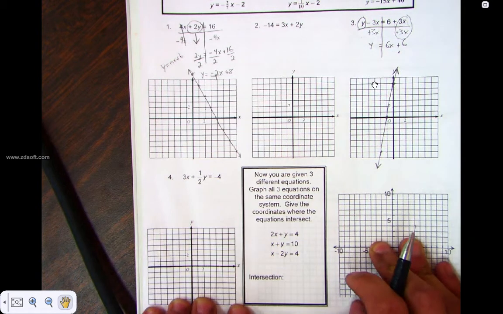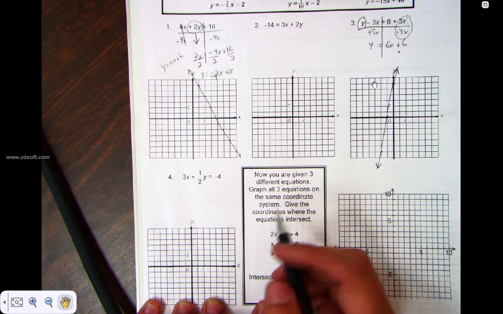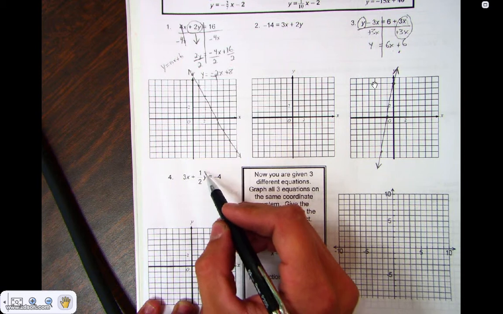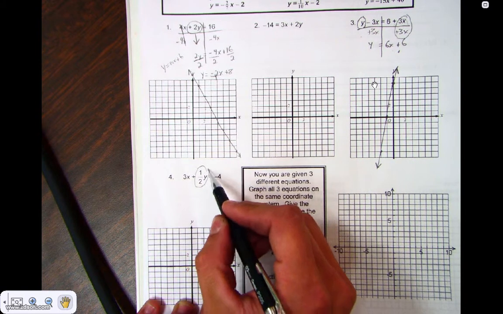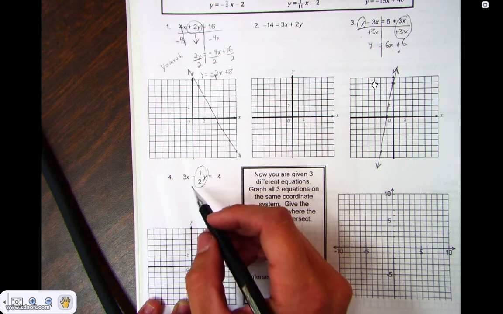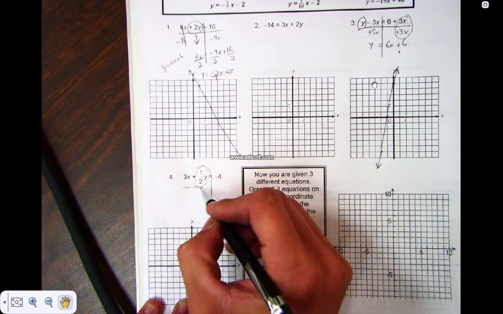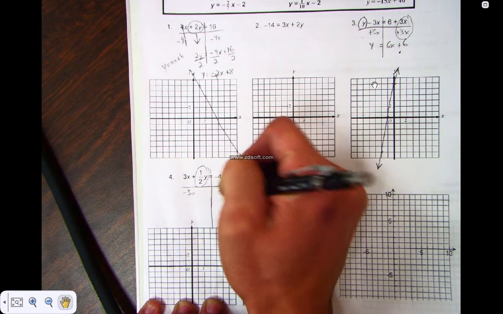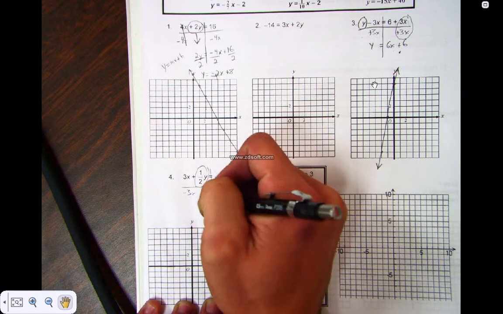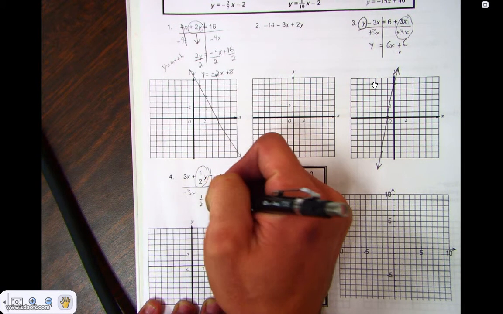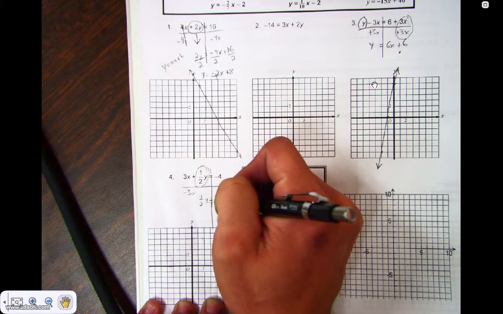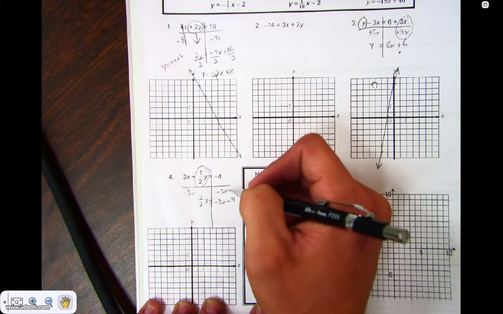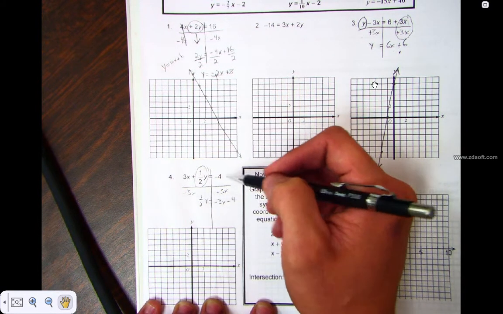Alright, and let's do number 4. Just one more practice problem. Alright, so I've got 3x plus 1/2 y equals negative 4. If I'm going to graph this, again, I want to solve for the 1/2 y. So first thing I'm going to do is subtract that 3x, so minus 3x from both sides. So I'm going to be left with 1/2 y equals negative 3x minus 4. See, so these are two separate things again. So I just brought the negative 3x down, and I also brought the negative 4 down.